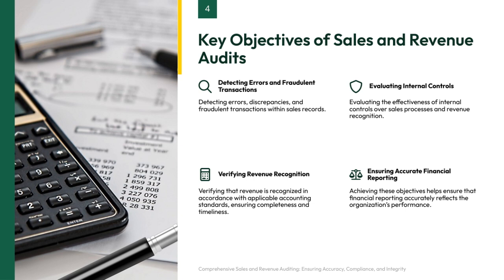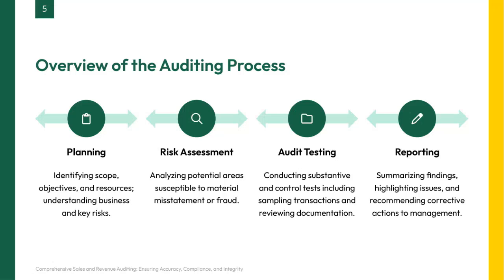Second, we evaluate the effectiveness of internal controls related to sales processes and revenue recognition. Strong controls reduce risks and improve the reliability of financial information. Third, we verify that revenue is recognized properly and in line with the relevant accounting standards. This ensures that revenue is recorded completely and at the right time, reflecting the true financial position. Finally, by achieving these objectives, we help ensure that the financial reports accurately reflect the organization's performance, giving stakeholders confidence in the numbers presented.